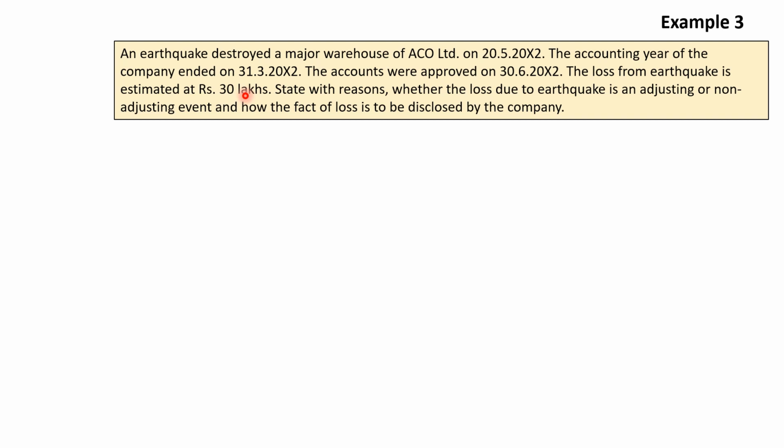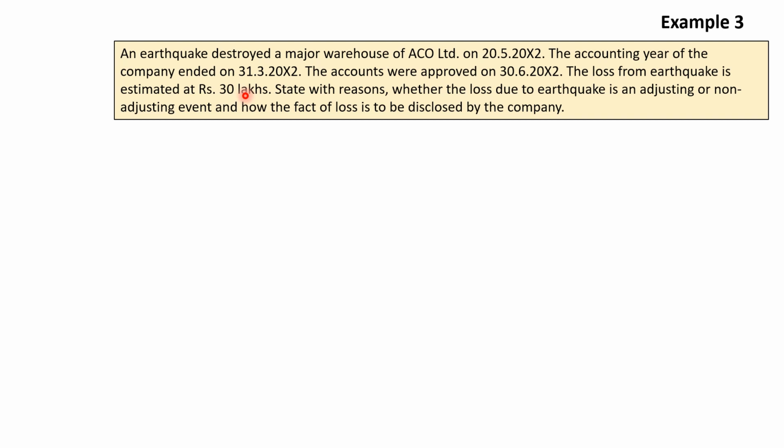The earthquake did not take place before 31st March. The earthquake took place on 20th May. So the earthquake is not like the theft which took place before 31st March. In the previous example, the theft had taken place before 31st March. It was detected after 31st March. Here, as on 31st March or prior to 31st March, the earthquake did not happen. Then on 20th May, the earthquake happened. And obviously immediately it is detected. There is no question of any delay. The day of the earthquake and the day of detection of the earthquake is not different. It is the same day. And immediately you understood that there is a loss of rupees 30 lakh.